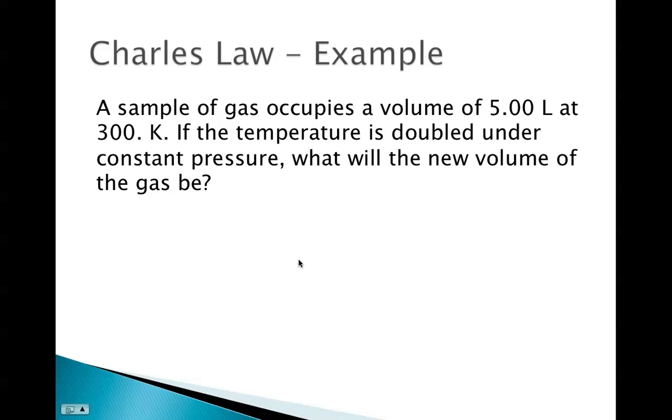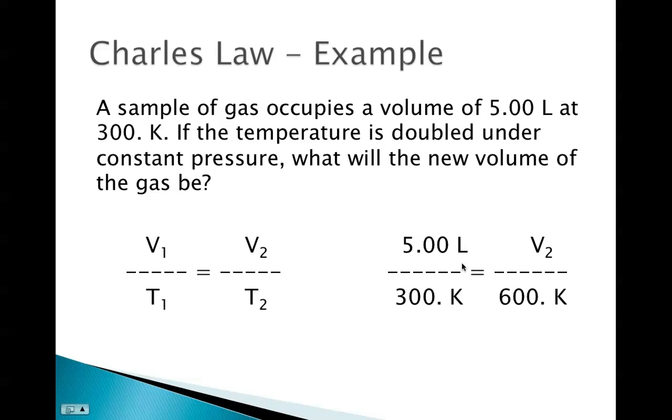An example of Charles' law is the following. A sample of a gas occupies a volume of 5 liters at 300 Kelvin. If the temperature is doubled under a constant pressure, what will the new volume of the gas be? Our constant pressure allows us to remove pressure from the combined gas law. We're going to input the variables that we know, the 5 liters and 300 Kelvin. We said that temperature was doubled, so we double that to 600 Kelvin. What is our new volume of the gas going to be? By cross multiplying and dividing, we get 10 liters. So we can see here specifically that as temperature is doubled, volume also is doubled from 5 to 10.